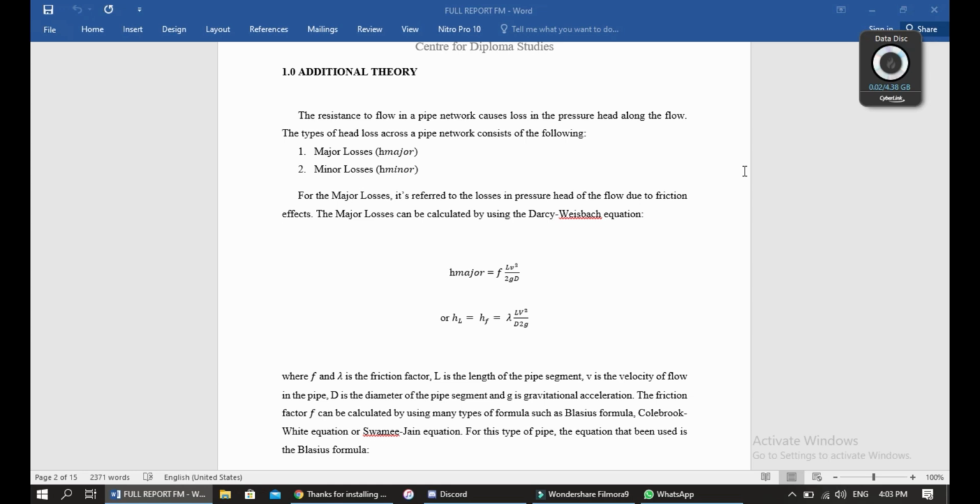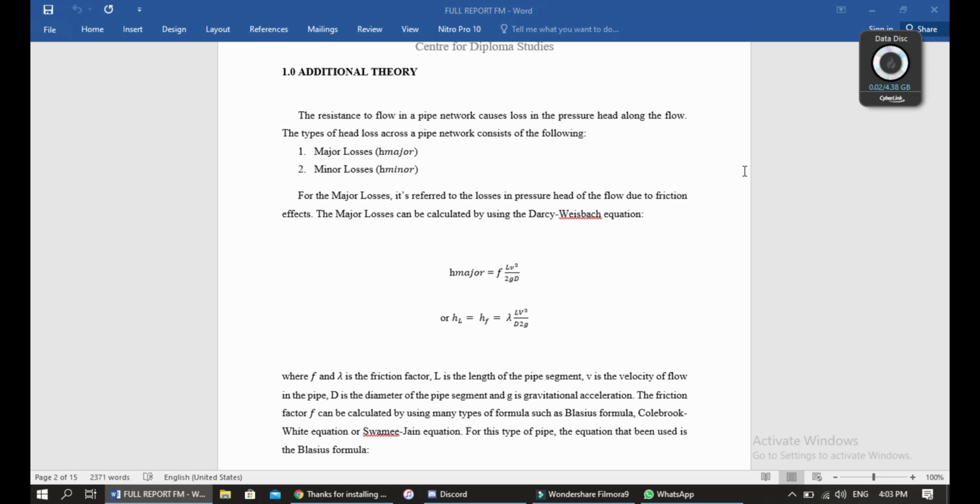From the equation, we know that f and lambda are the friction factor, L is the length of the pipe segment, V is the velocity of flow in the pipe, D is the diameter of the pipe segment, and g is gravitational acceleration, which is 9.81. The friction factor f can be calculated by using many types of formula, such as the Blasius formula, the Colebrook-White equation, or the Swamee-Jain equation.